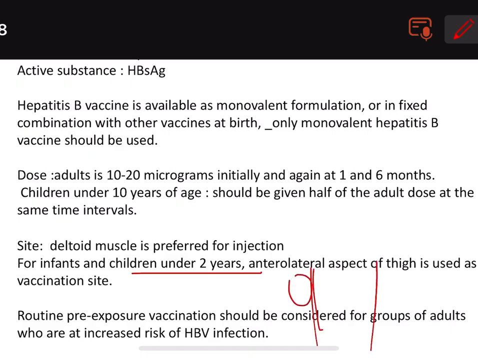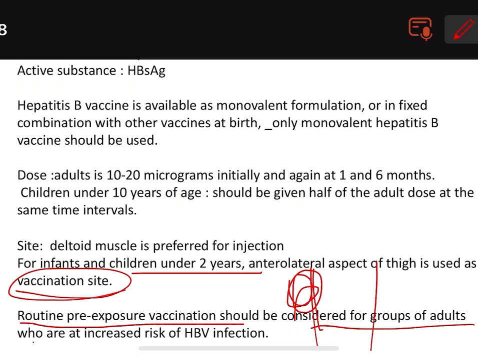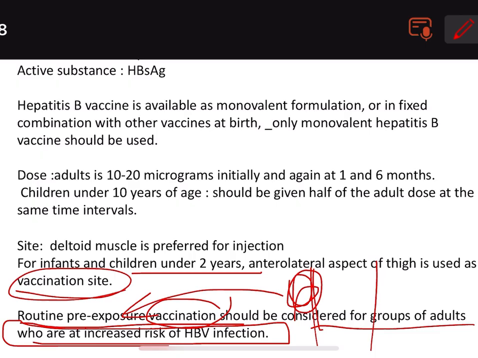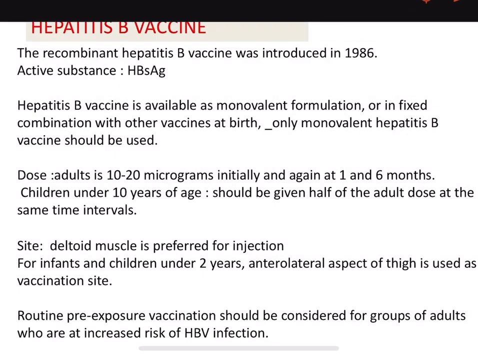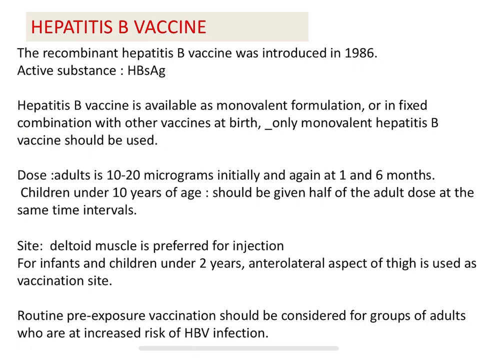Okay, the anterolateral aspect of the thigh is used as a vaccination site. The routine pre-exposure vaccination is considered for the group of adults who are at an increased risk of HBV infection. So before the exposure, pre-exposure vaccination is done for the high-risk groups. Is it clear? Okay.